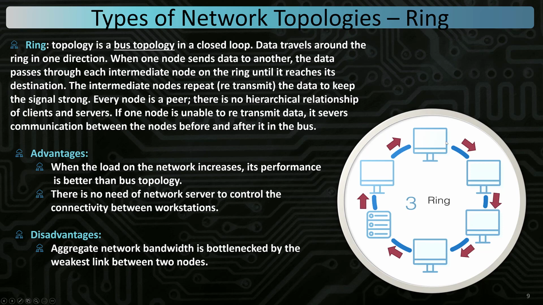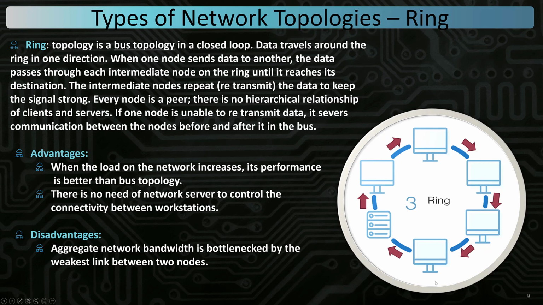So if we have data that starts here at the top computer and needs to go to the bottom, it's going to go through this and through this and through this before it gets here. So hopefully you can see the inefficiencies in our old network technologies. When the load on the network increases, its performance is better than bus technology. Why? Because it's not flowing in both directions.